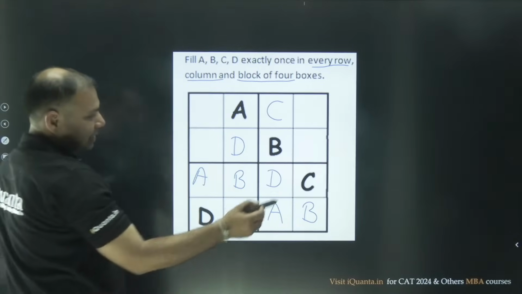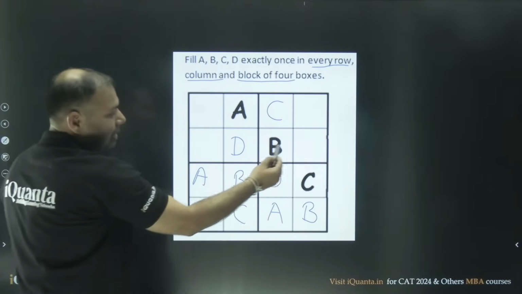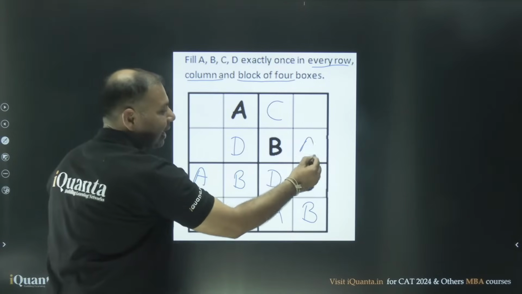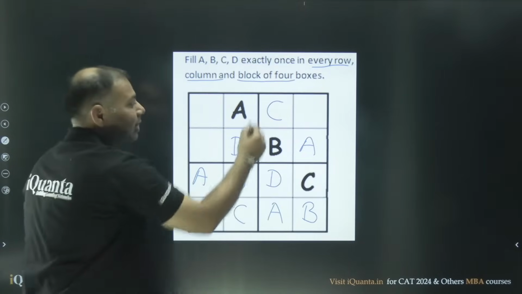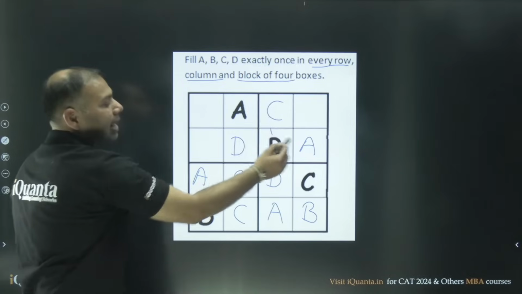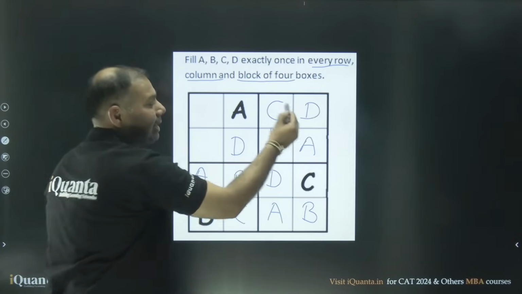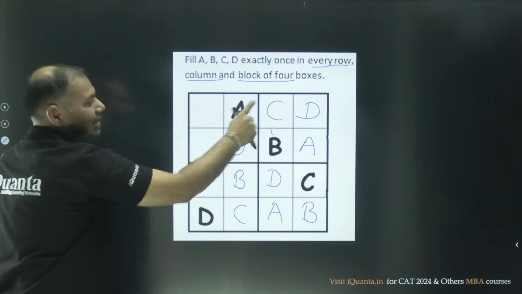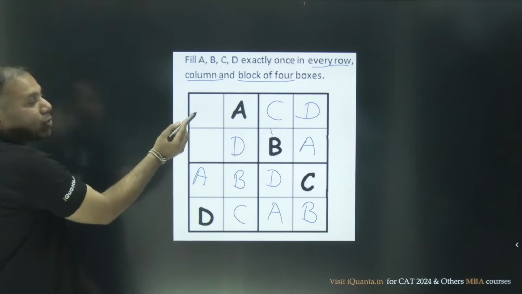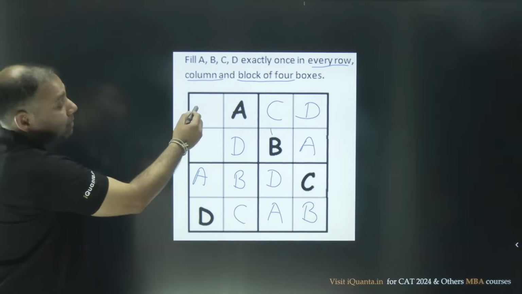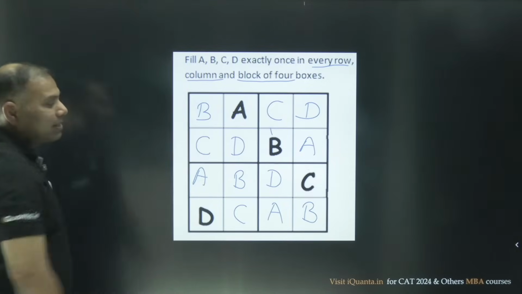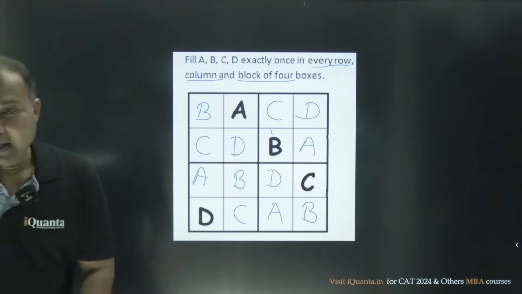Now let's see this one. So B is there, C is there, D is there. So what is left? A, right? And in this block, 3 are already filled, A, B, and C. So this must be D, right? Move further. In this row, if I'm seeing A, C, D are already there. So what will come in this box? It must be B. And this final remaining box certainly will be filled by C. I hope this is clear.